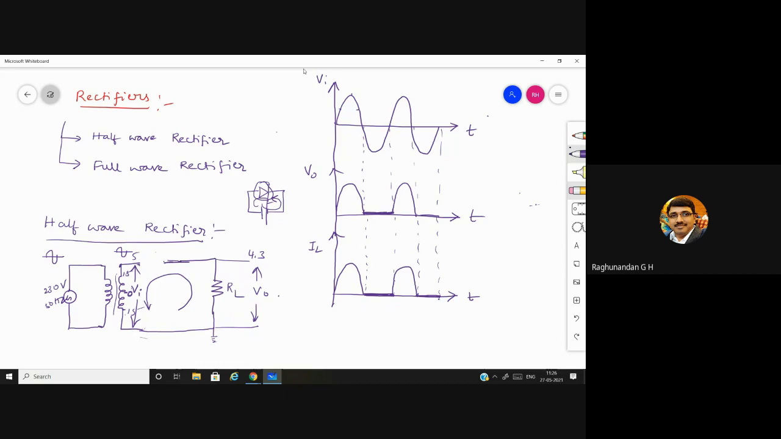Whether this is a pure DC, because DC means you need to get a straight line. For DC, the voltage will be straight. And remember, for DC, you don't have any frequency. Only AC will have frequency. DC will not have any frequency.